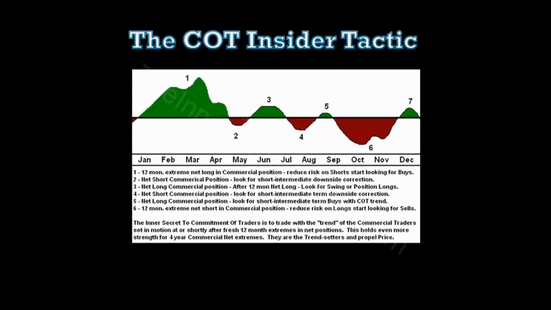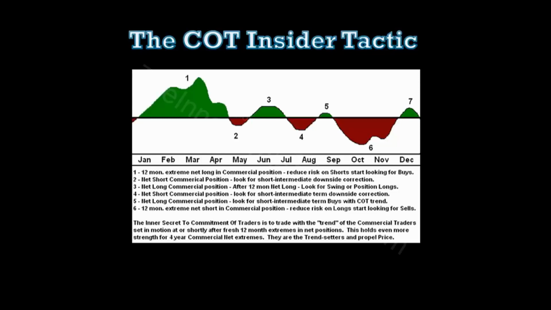This number one point is going to represent a 12-month extreme net long position by the commercials. And what you should be doing is reducing the risk on all of your new shorts, or existing shorts, and anticipating a likelihood to find buying opportunities.